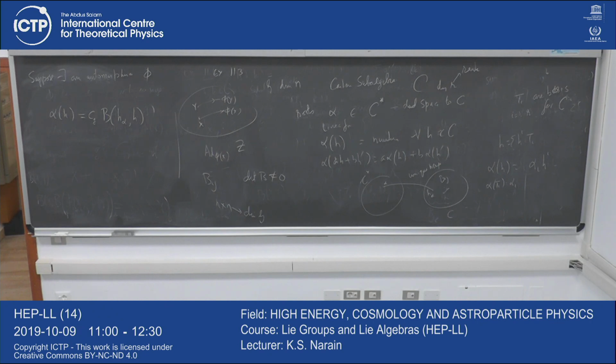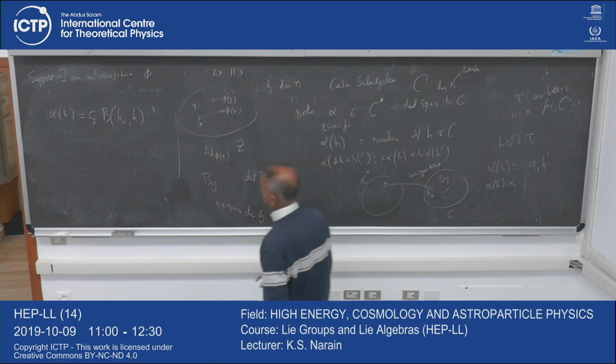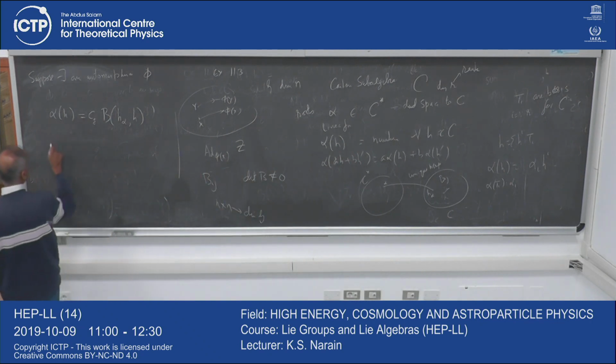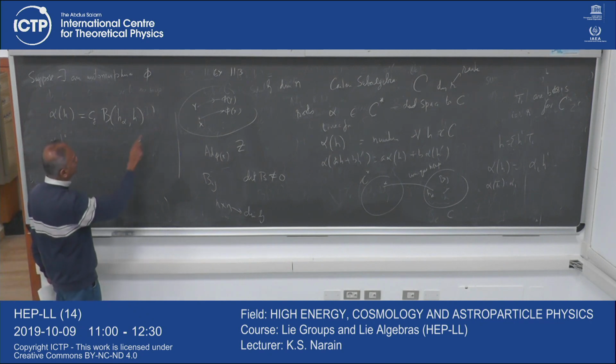So this we can do here, and that can be done easily because after all, here we said this is alpha_i h^i. And here, again, if I choose these bases, this will be H_alpha^i h^j B_ij.